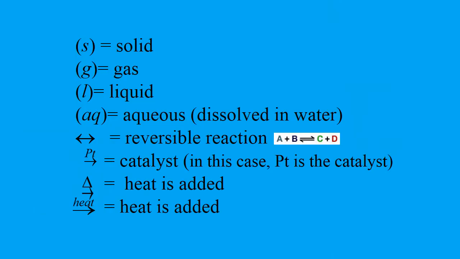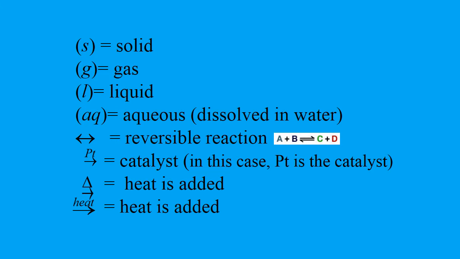Here are some of the symbols that you will see in chemical equations. So we have solid, gas, liquid, aqueous, meaning dissolved in water, and we have reactions that are reversible. That means our reactants produce products, and these products can also react to give us the reactants back. So the reaction can go in the forward direction from reactants to products or from products to reactants.